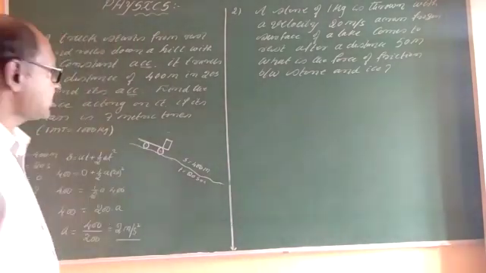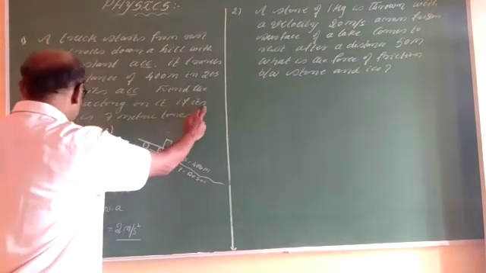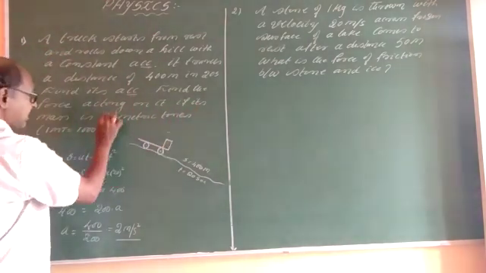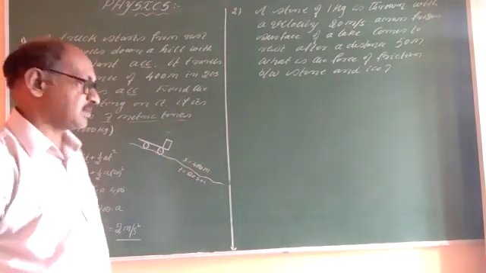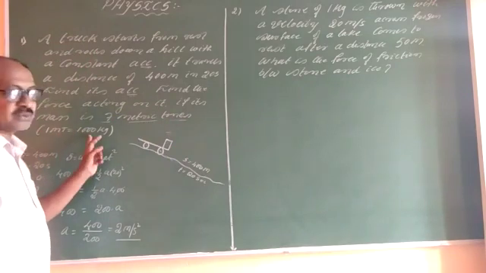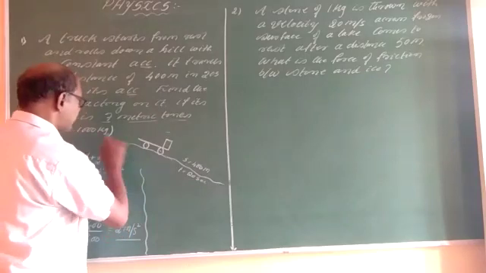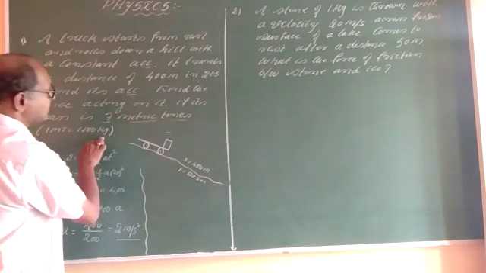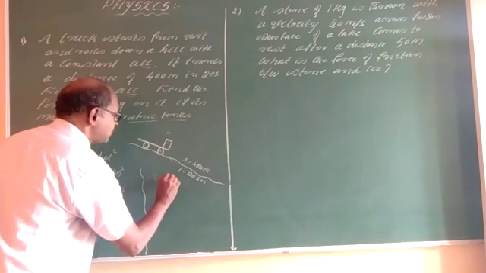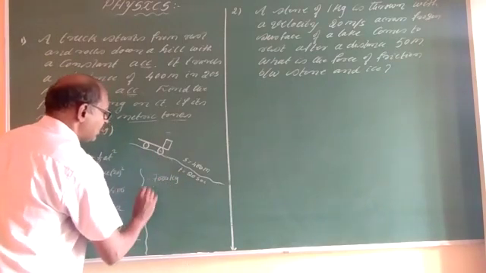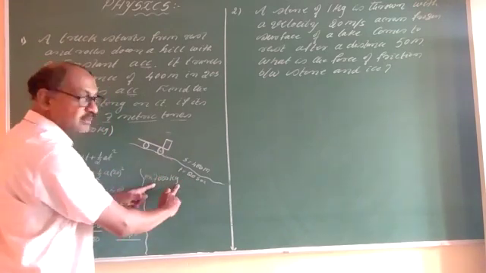Now what is the next part of the question? Find the force acting on it, if its mass is 7 metric tons. 1 metric ton is equal to 1000 kg, so 7 metric tons is equal to 7000 kg. This particular mass is 7000 kg.